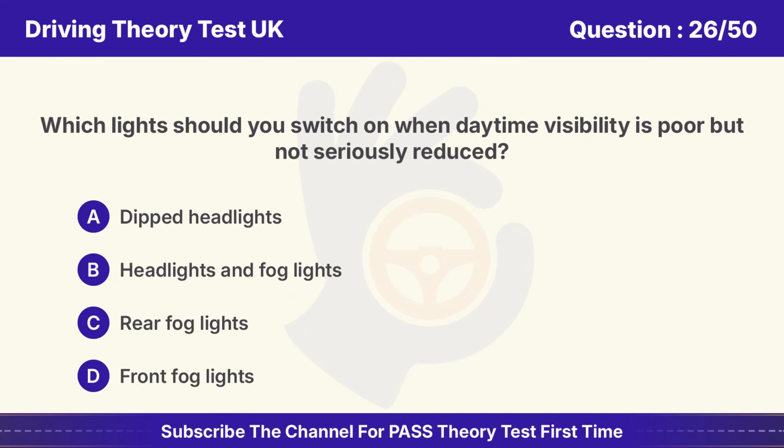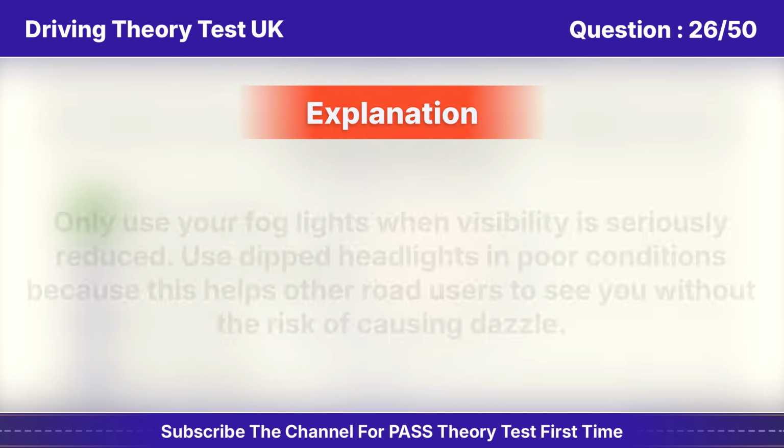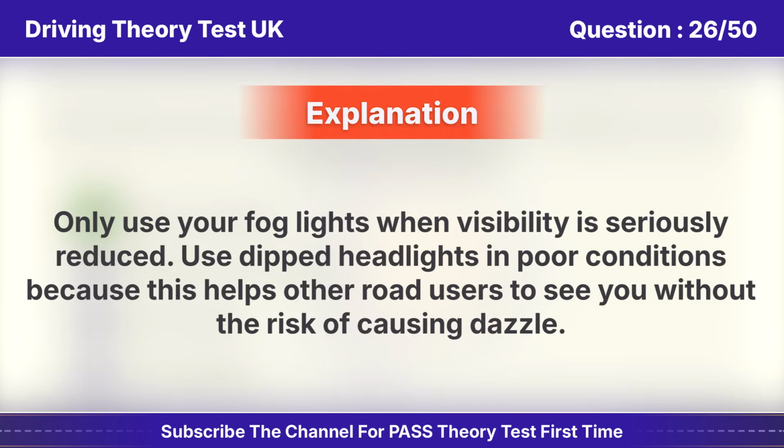Question 26. Which lights should you switch on when daytime visibility is poor but not seriously reduced? Answer is A. Dipped headlights. Only use your fog lights when visibility is seriously reduced. Use dipped headlights in poor conditions because this helps other road users to see you without the risk of causing dazzle.